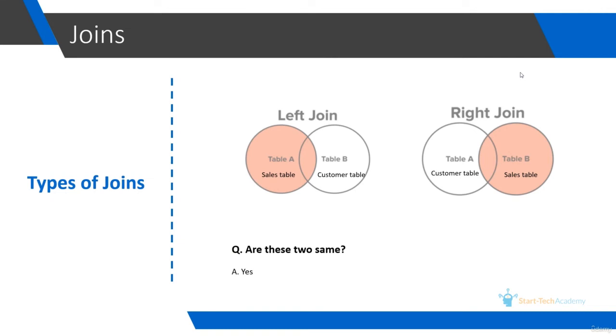Now one question may come to your mind. If we keep sales data on the left and do left join, or if we keep the sales table on the right and do right join, will these two give the same results? Well, the answer is yes. Even if you have the sales table on the left and you do a left join, or you have the sales table on the right and you do a right join, your solution will be the same. I would suggest that you test this out yourself in a Google Data Studio sheet.